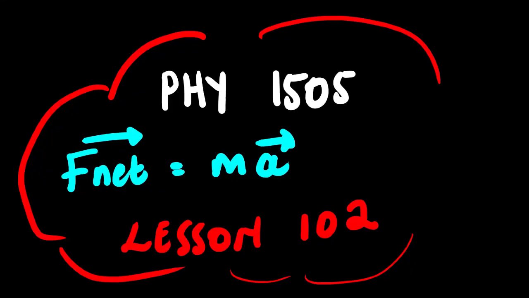Our lesson for today will be looking at Physics 1505. The focus for today will be Newton's second law. Basically, we'll be generating equations for different types of scenarios. This is lesson 102. Let us start.